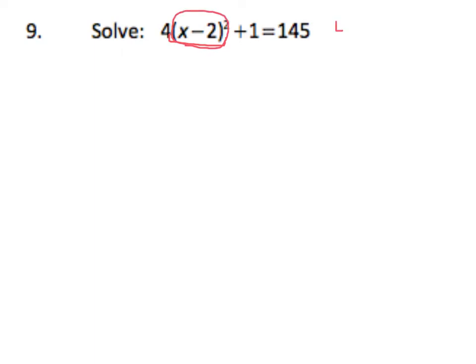So I'm going to write this off to the side: 4x plus 1 equals 145. I'm just going to write that there because it clues me in and reminds me how to solve that type of equation. It takes away the x minus 2 squared if that gets me confused. So in the old problems, I would subtract 1, so that's exactly what I want to do in the new problem.